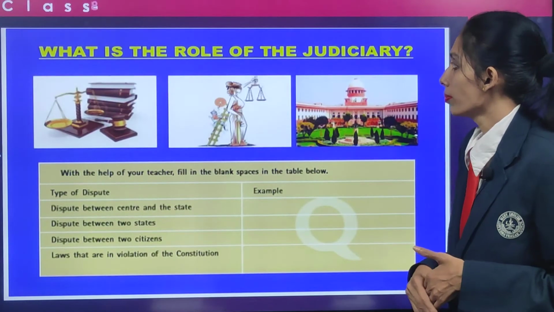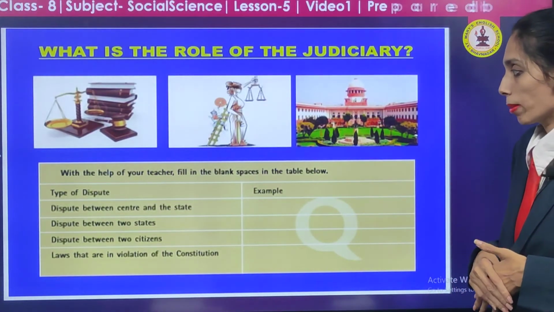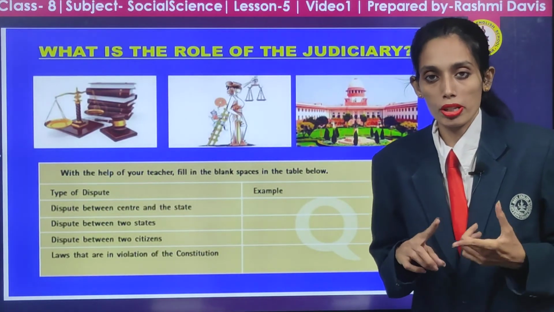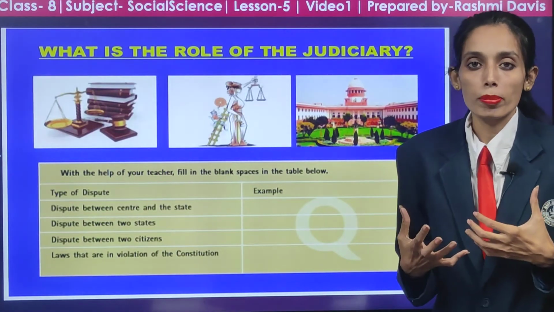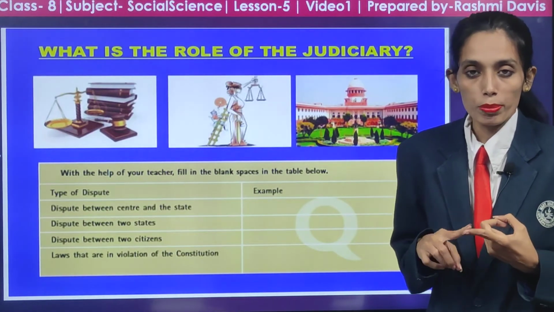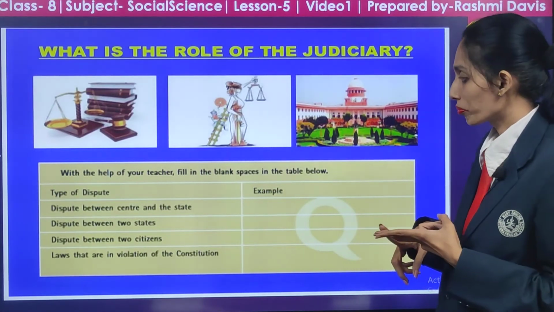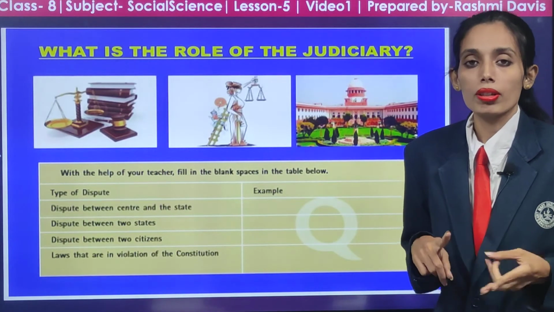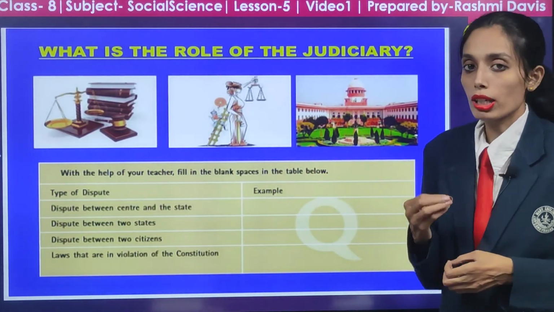Here you can see there is a table, with the type of dispute. Just now we talked about dispute resolution. Courts try to solve the problems related to dispute resolution. Second is upholding the fundamental rights of the people. And that's how they come to some conclusion.